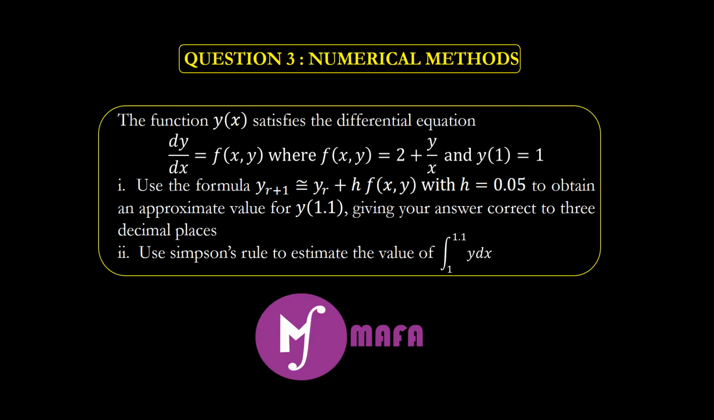Alright, we are moving on to question 3, which is on numerical methods. The equation reads: the function y of x satisfies the differential equation dy by dx equals f of x, y, where f of x, y is 2 plus y on x, and y of 1 is 1. Use the formula y(r+1) is approximately equal to y(r) plus h times f(x(r), y(r)), with h equal to 0.05 to obtain an approximate value of y of 1.1, giving your answer correct to 3 decimal places. Part 2, use Simpson's rule to estimate the value of the integral from 1 to 1.1 of y dx.